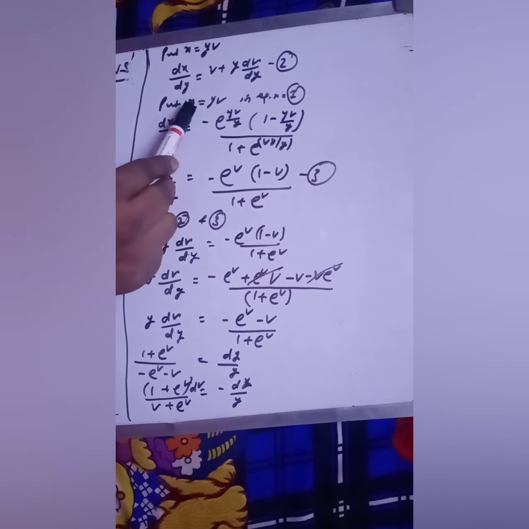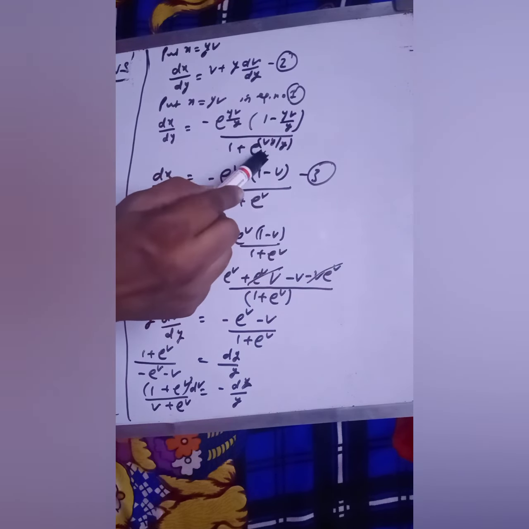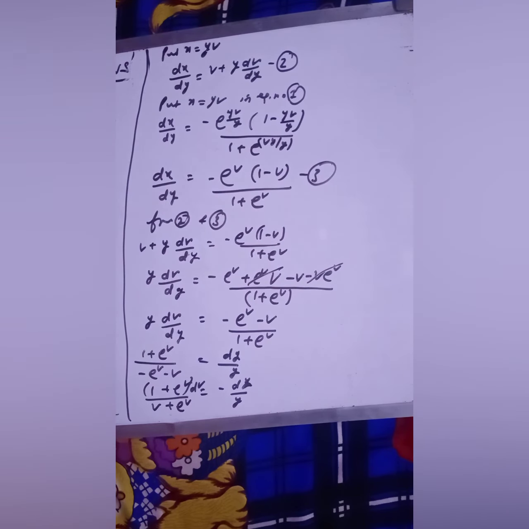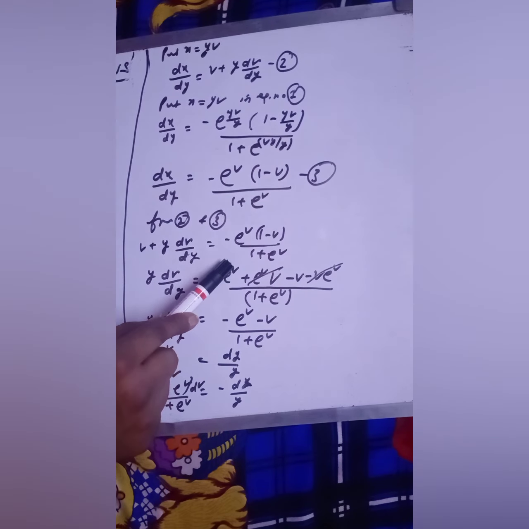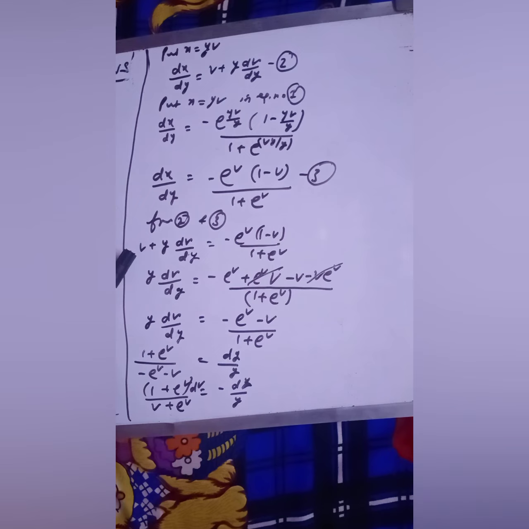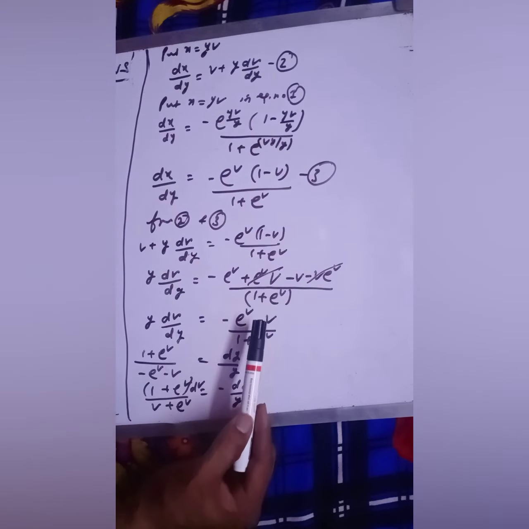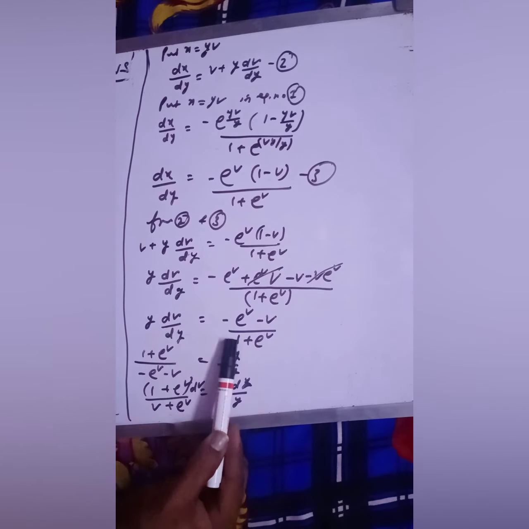And we have to put x equals to yv in equation number 1 also. So when you put it, you will get this equation. After solving, this third equation will come. So from the second and third equations you can see that both are dx by dy, so you can equate this equation to this equation. So you have to shift this v on this side and take the LCM. After taking the LCM you have to solve it and you will get this step.